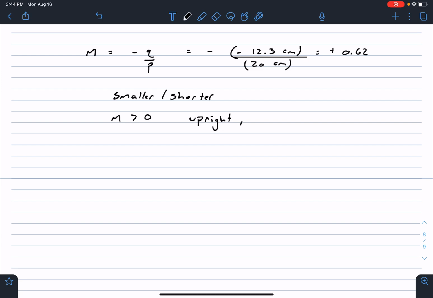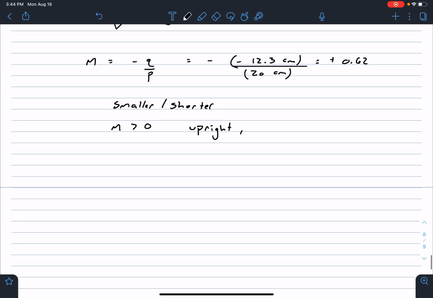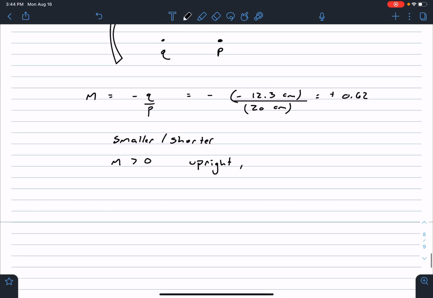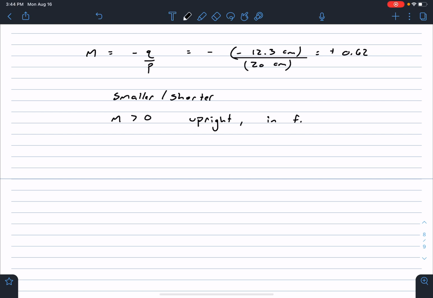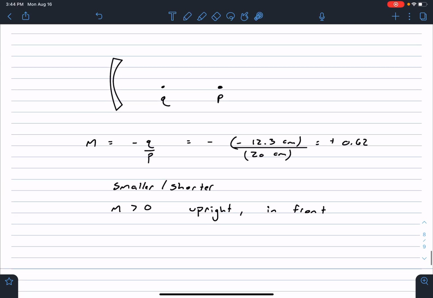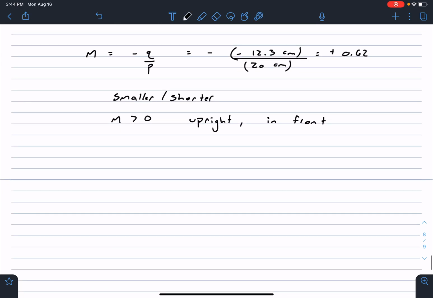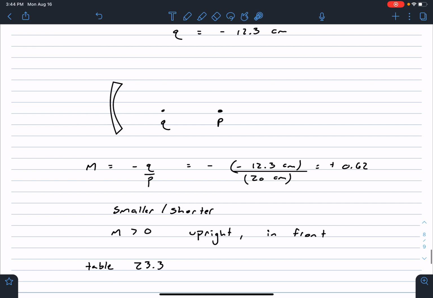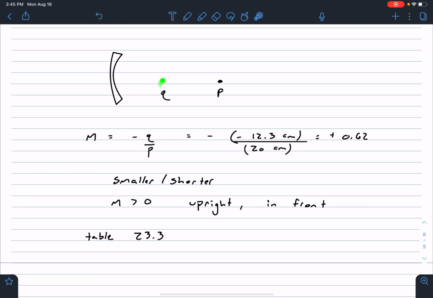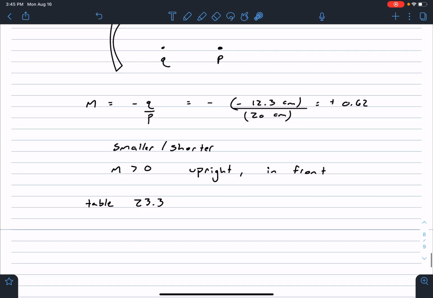And like I said before, it's in front. So it's upright and it's in front. The image is upright and it's in front of the mirror. So there's a table in the book. Let's see, what is it? 23.3 table. 23.3, and that's where you can find a lot of this information, such as this is going to end up in front.